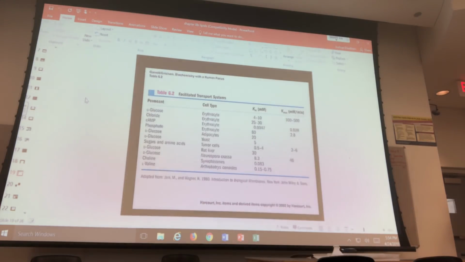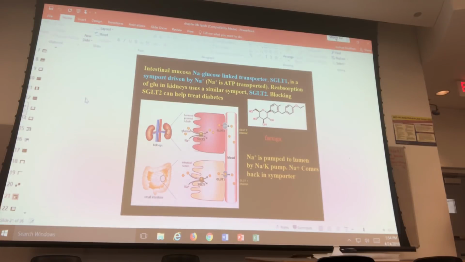A good example of a facilitated diffusion system is the sodium glucose symport.